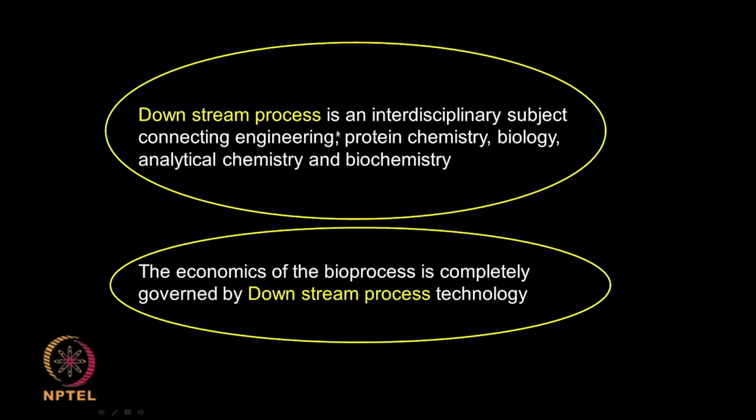So downstream is an interdisciplinary subject. As you can see, there is a lot of engineering, protein chemistry, biology, analytical chemistry and biochemistry, and the economics of the bioprocess is completely governed by downstream process technology. For a bulk chemical, downstream has to be very simple. For a highly expensive pharmaceutical product, we can have a very complicated downstream, because it can absorb the cost. Pharmaceutical products are high value added products and will be very expensive, whereas a bulk chemical is a low cost product, so the total expense involved in manufacture should be very low.